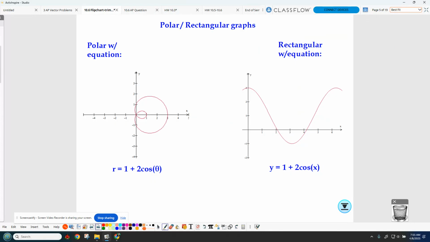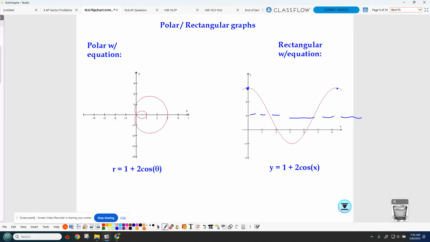All right. Just want you to see how these connect. In rectangular, 1 plus 2 cosine. This is the amplitude of the wave. Goes up 2 and down 2. The vertical shift, the midline is 1. Went up 2. Cosine starts high, ends high, goes in 2 pi.